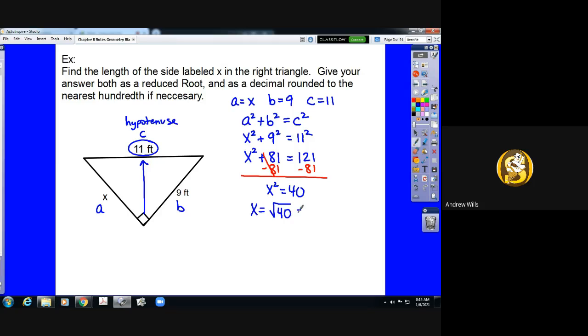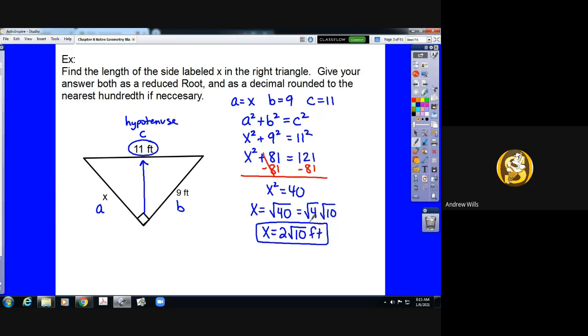So the root 40 breaks into a root 4 and a root 10. We break it up into two separate roots. One has a square root, one does not. The square root of 4 is 2. So x is 2 times the square root of 10 feet. That is our reduced root answer.